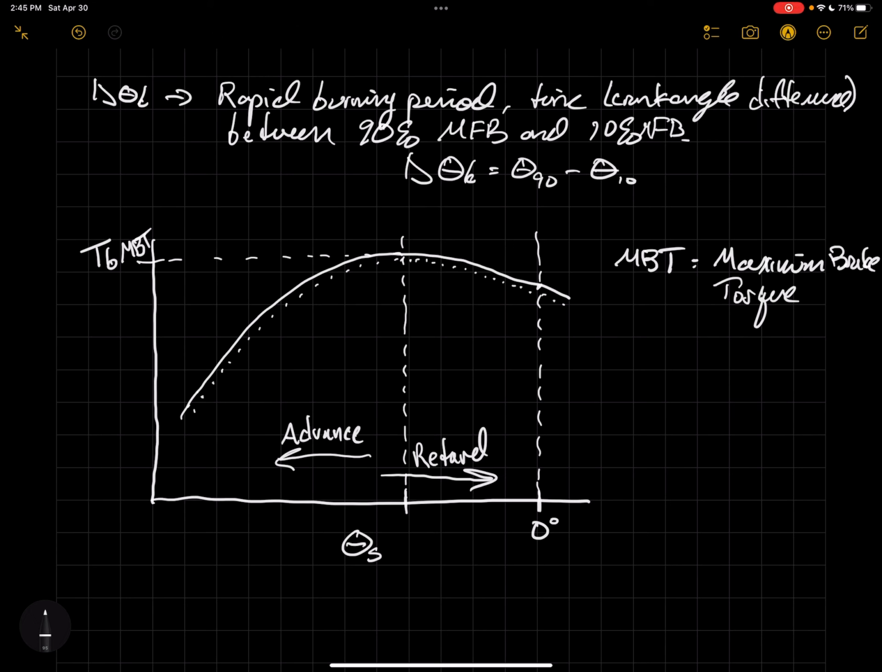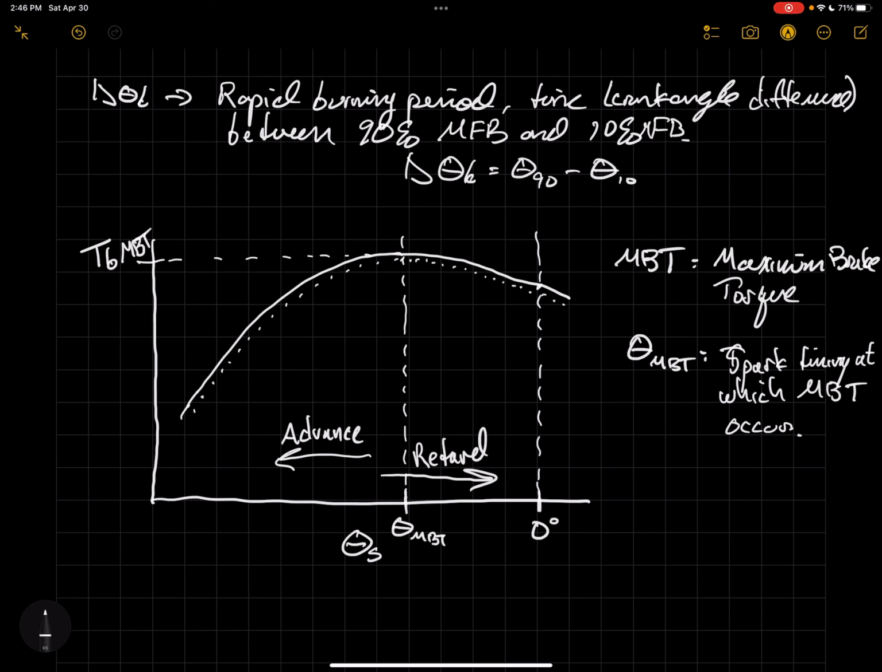Okay, now the spark timing that results in that maximum brake torque also has a special name, and it's the maximum brake torque timing, or theta sub MB, okay? So this is the spark timing at which MBT occurs, maximum brake torque occurs. Okay?